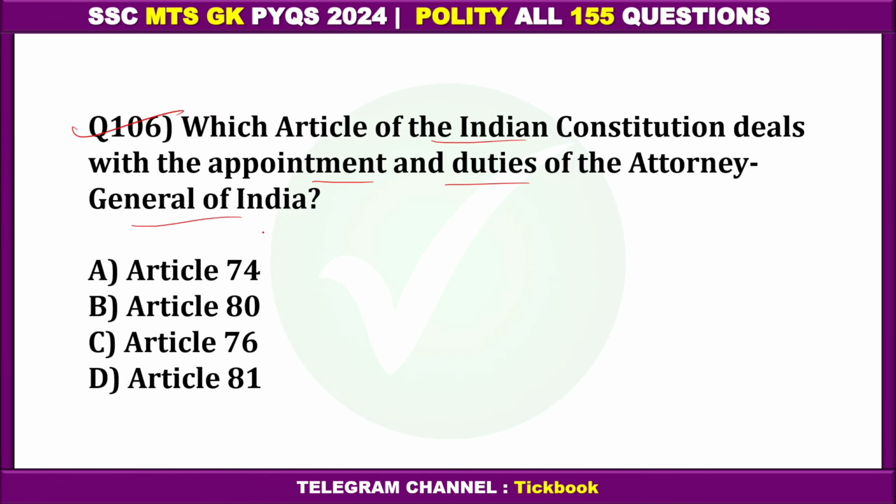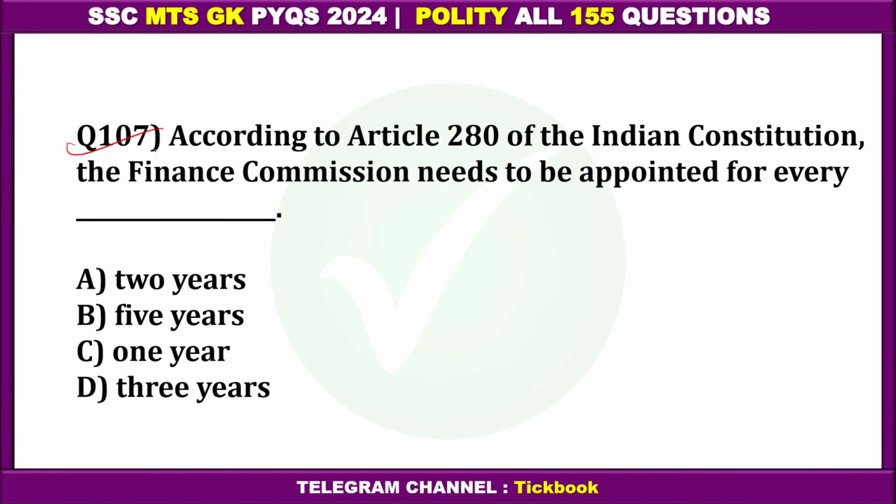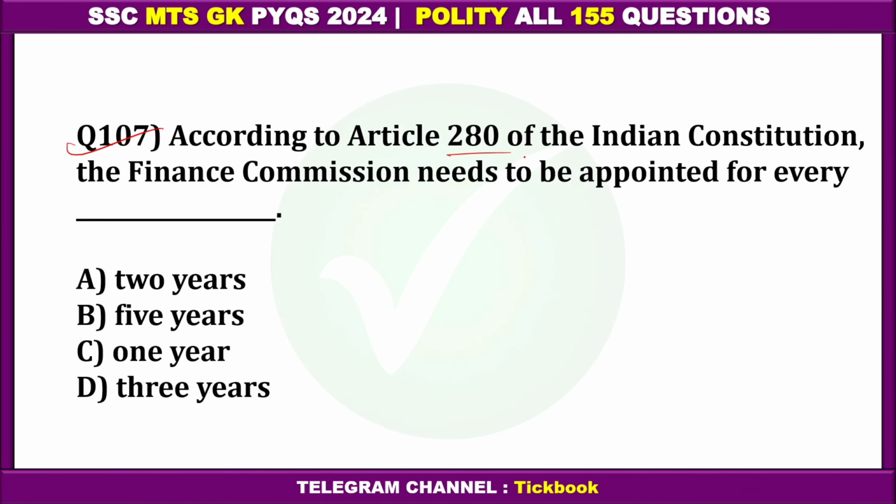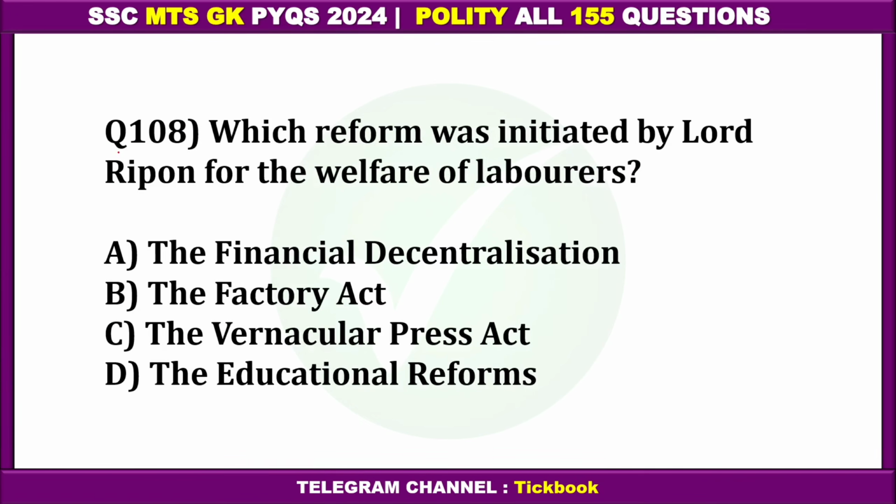106. Which article of the Constitution deals with the appointment and duties of the Attorney General of India? Option number C. Article 76. 107. According to the Article 280 of the Indian Constitution, the Finance Commission needs to be appointed for every. Option number B. 5 years.